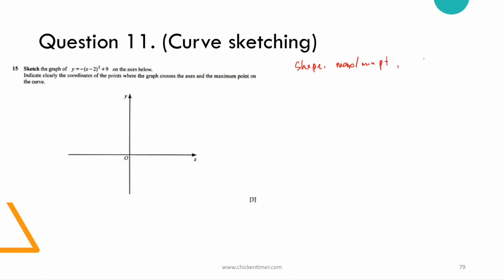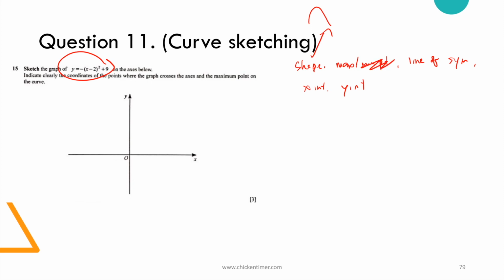Then we need to know the line of symmetry. Then the x-intercept, y-intercept. So these are the few things you need to know. Because it's a negative x squared, the shape of the graph will be a frown face. If it's a frown face, it will have a maximum point.